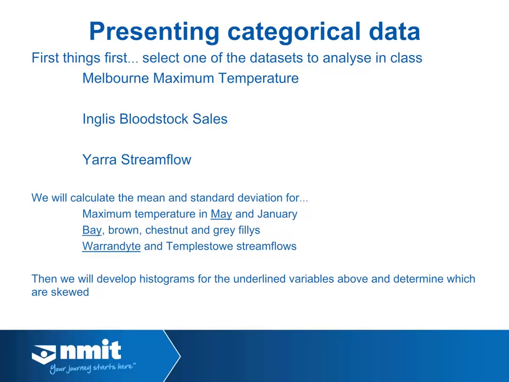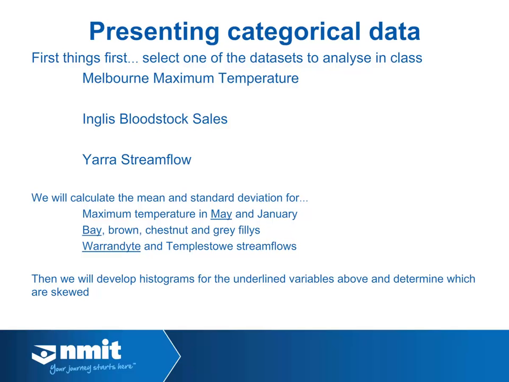I provided for you, along with the self-guided lesson, which has screenshots and goes quite slowly, a narrated video of me bumbling through the Melbourne maximum temperature data set and getting the mean and standard deviation. And it's probably a good idea at this point even to stop or pause this slideshow, download those 3 data sets, and have a go at getting the mean maximum temperature in May and January, which reminds me that I did May and June in the video, but do it for May and January or May and June, it's fine.